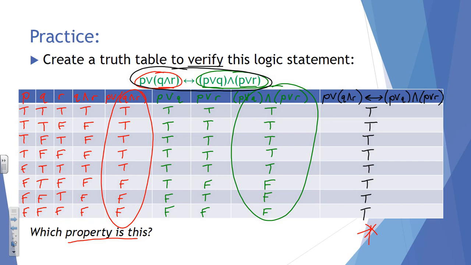So our last question then, which property is this? Do you recognize it? Can you tell which property we saw in this section says that that biconditional is true? Well, I'll bet you did. P is being distributed over Q and R here. And when it's distributed, the disjunction is distributed over a conjunction. This is the distributive property.